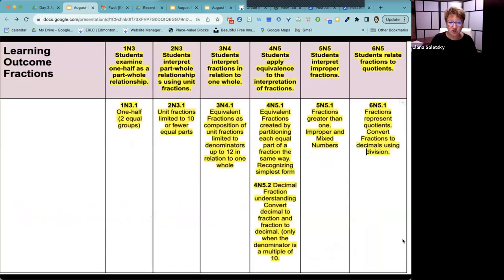Okay, going back to this scope and sequence. This is a scope and sequence for fractions. And as you see, it's all highlighted, meaning that the outcomes for fractions are new in all grades from grade 1 to 6. They have all shifted downwards from the grades previous. So everyone is learning something new in fractions.